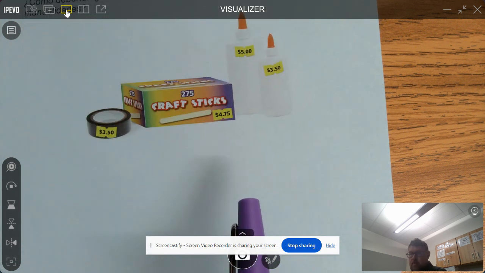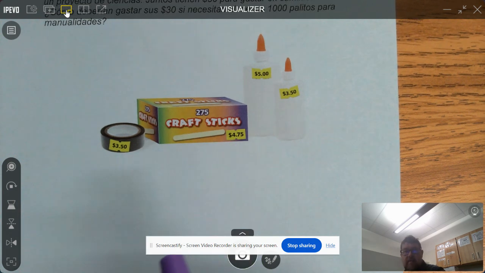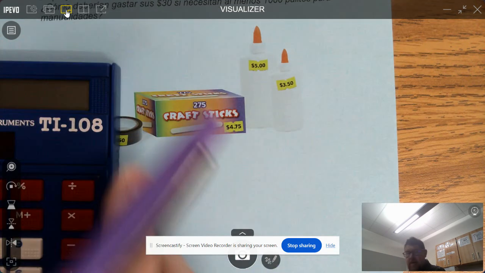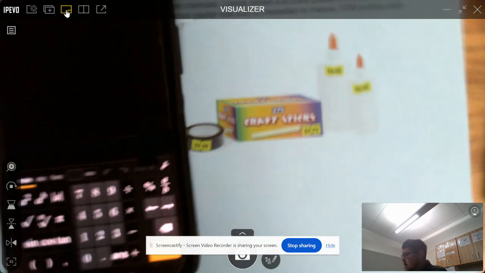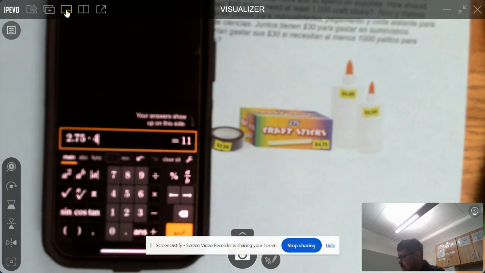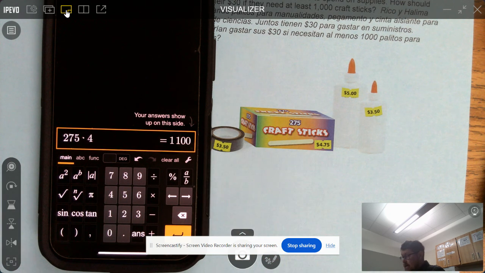So, if we look at this graphic right here, 275 craft sticks cost $4.75. So we've got to do that first, right? Because they need at least 1,000, we'll take that 275 and multiply it by 4 to see how many we get. That gets us to 1,100, right?